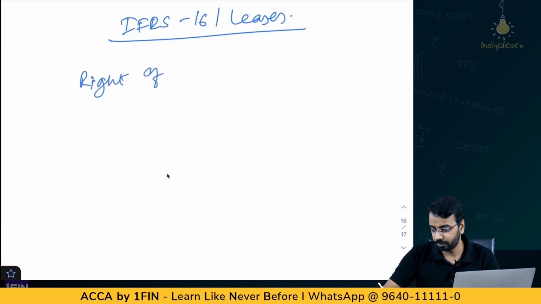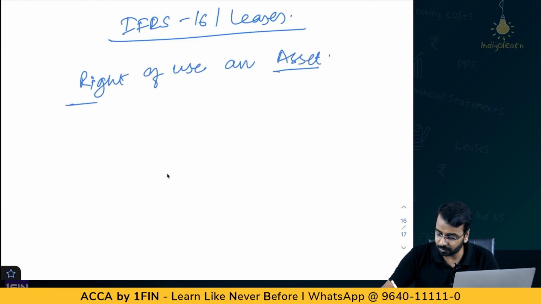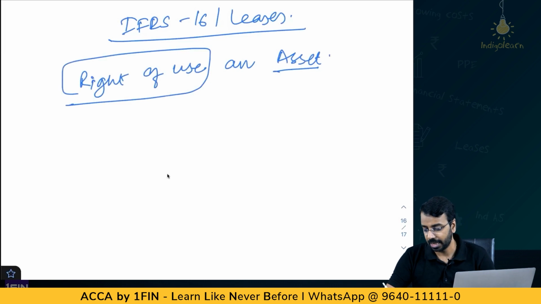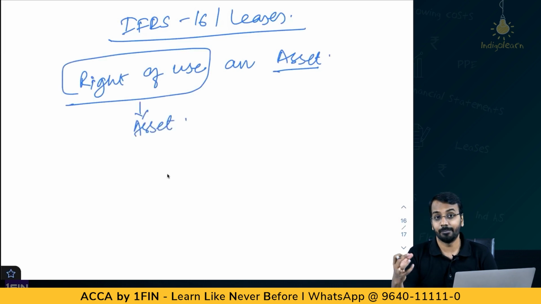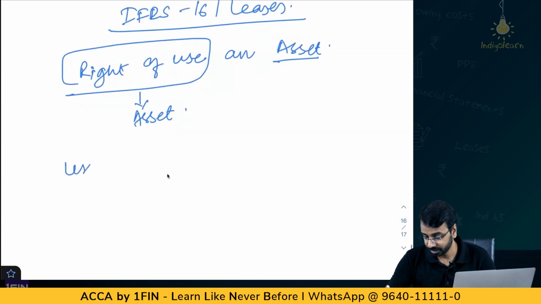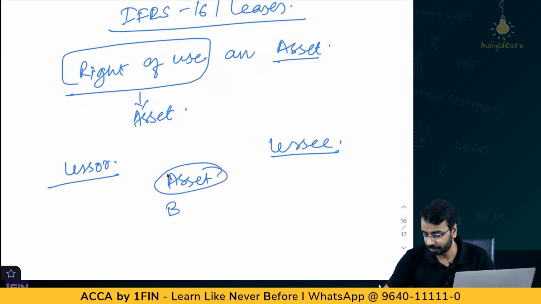right of using an asset. So we are accounting for this particular right of use as a separate asset. So there can be a building. Building has been leased. So there is a right of using that building which is conferred on the lessee. So there are two parties, lessor, lessee, and there is a subject matter which is an asset. Let us say building.